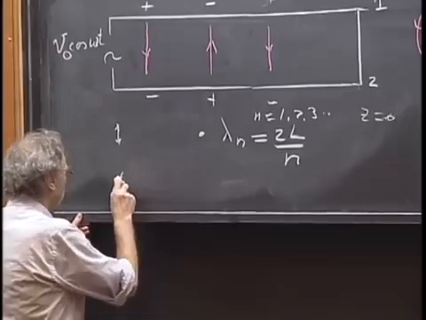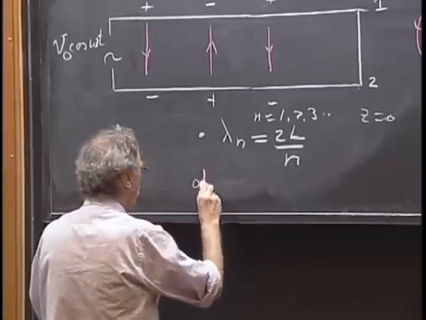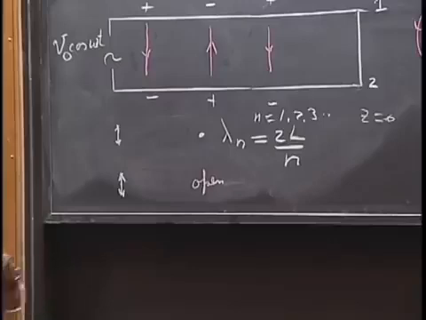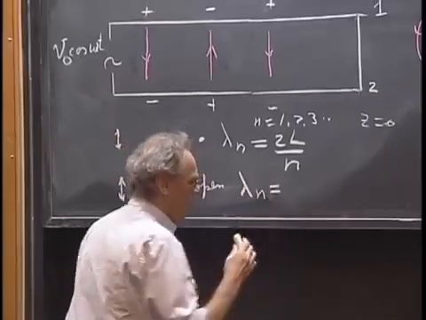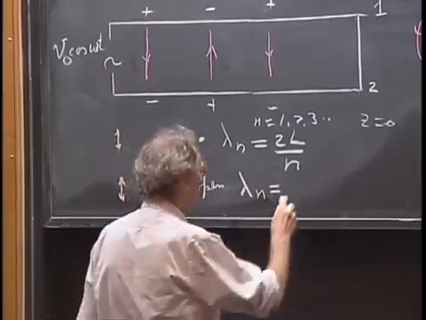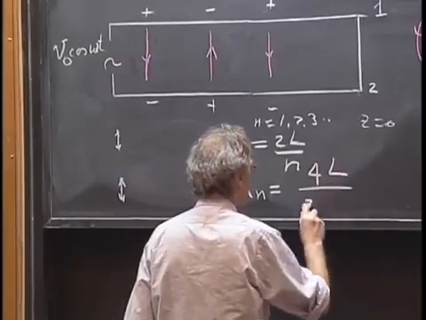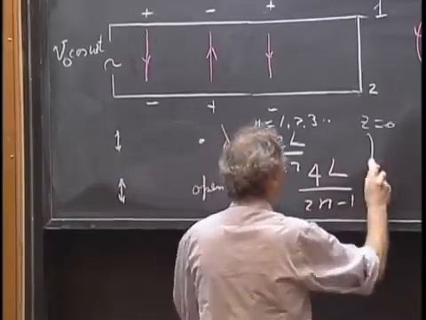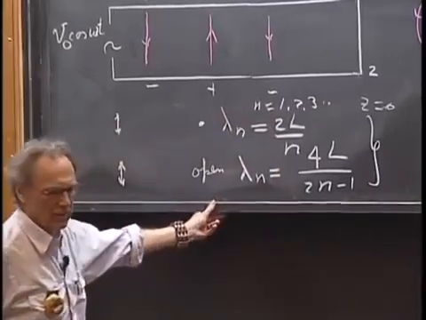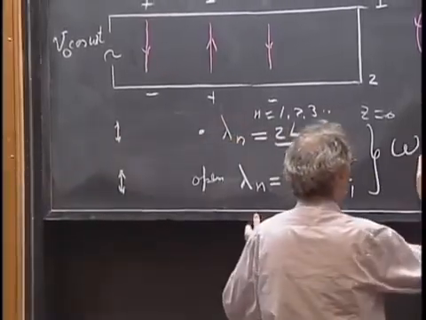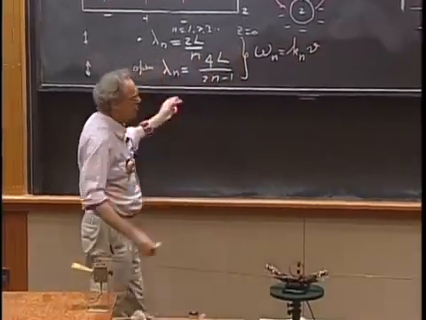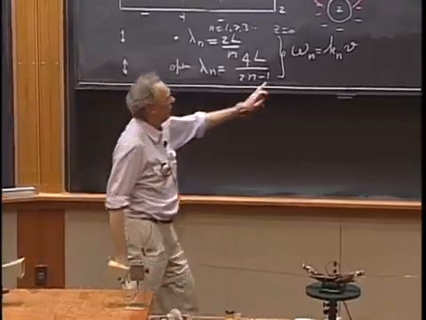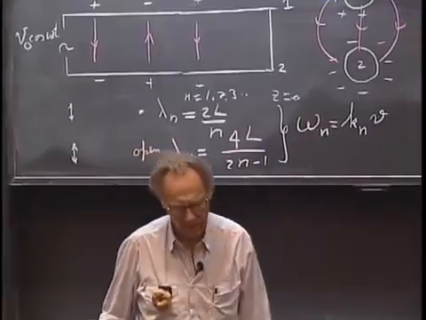You can also wiggle it here and leave this end open. We even discussed that and I even demonstrated that, in which case you get resonance for lambda of n equals 4L divided by 2n minus 1. And of course, the frequency at which you reach that resonance, omega of n, is always k of n times the speed of propagation, which in this case is the speed of light. And k of n is then 2 pi divided by the wavelength.